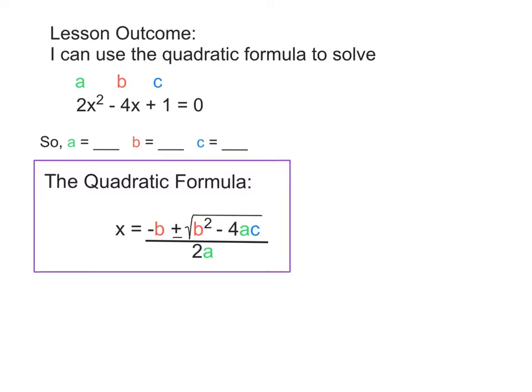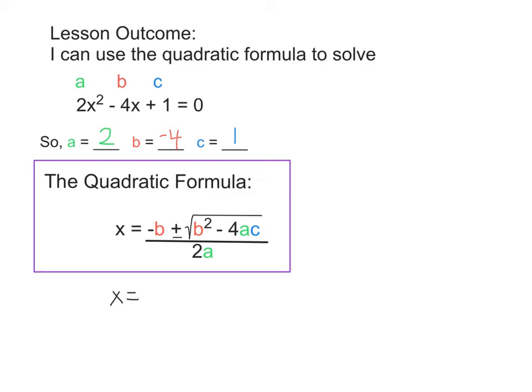The first example we're going to do is 2x squared minus 4x plus 1 equals 0. So the first thing we do is fill in that a is 2, again, the number that is in front of x squared. b is negative 4, and c is 1. All right. So now we're going to put those into the formula where they belong.